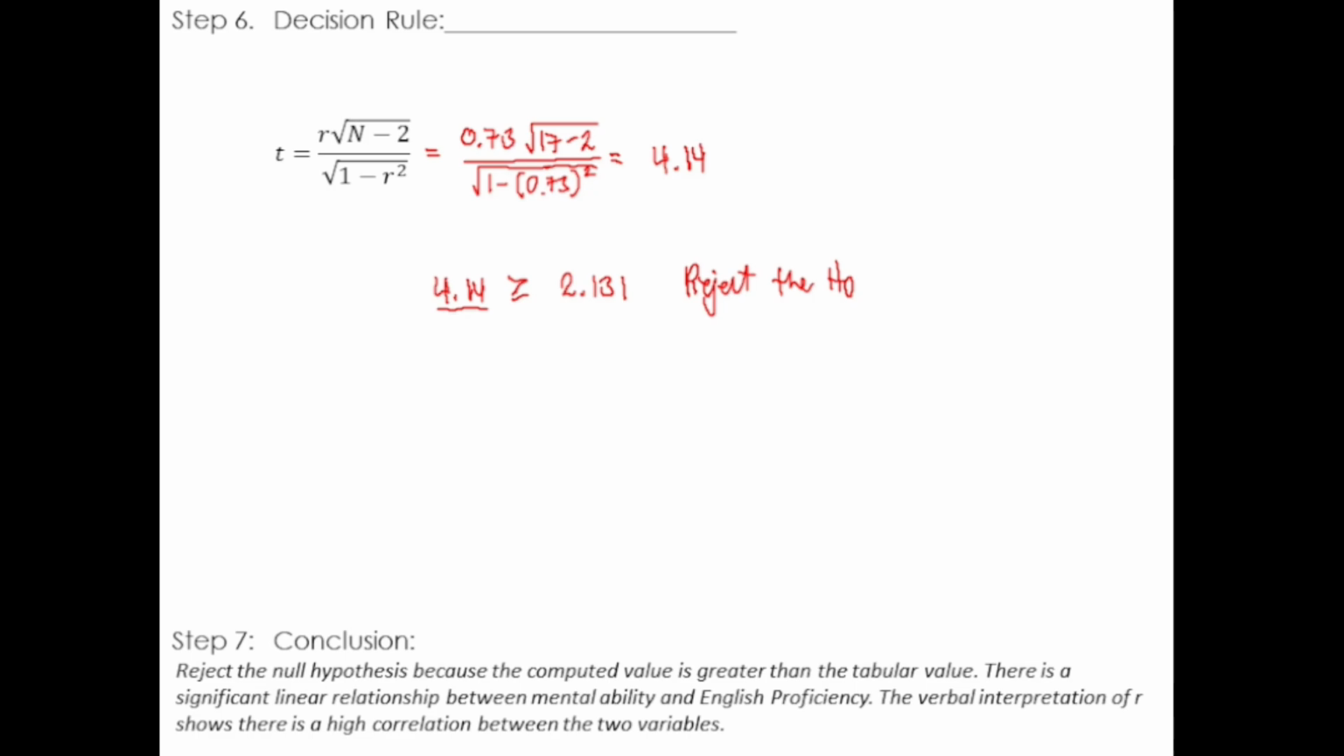That there is a significant linear relationship between the mental ability and the English proficiency. The verbal interpretation of R shows that there is a high correlation between the two variables. High correlation sila sa isa't isa. Yan po yung pag-compute gamit ang Pearson R.